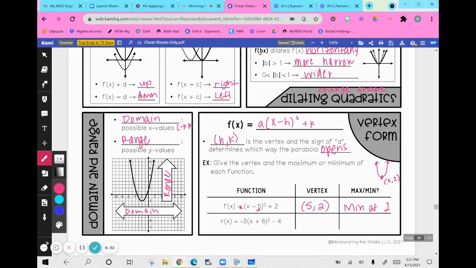And then here, we're looking at our H value and our K value. Remember, H we have to make the opposite. So since that's +6, we're going to make that -6. And then it'll say -4 for K. This A value is -3, so this one's going to open down. And our vertex is -6, -4. So that's going to have a maximum point, or maximum of -4, because that's our Y value of our vertex.